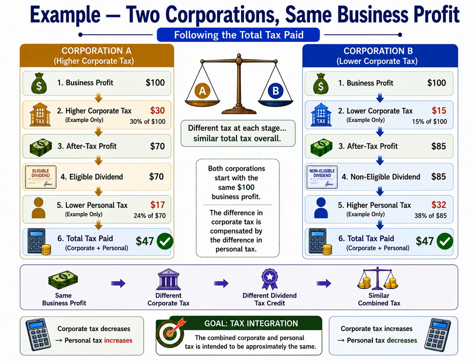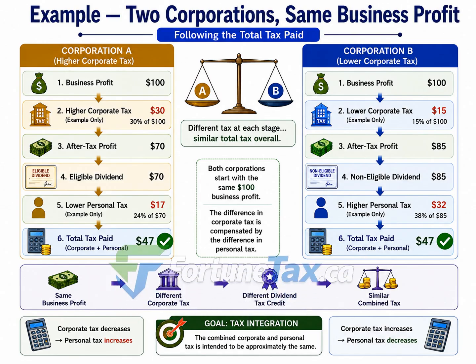Corporation A pays tax at the higher general corporate tax rate. After paying corporate tax, it has less after-tax profit available to distribute. When it pays that profit to its shareholder, it is generally designated as an eligible dividend. Because the corporation has already paid more corporate tax, the shareholder receives a larger dividend tax credit, which reduces the amount of personal tax they pay.